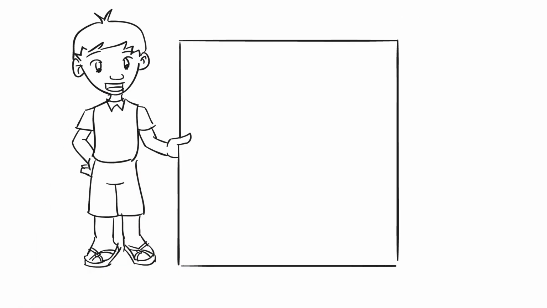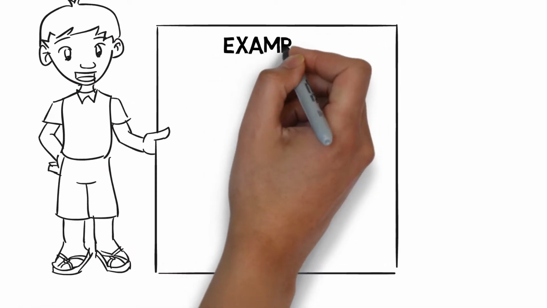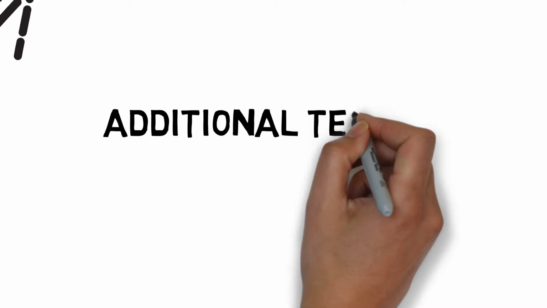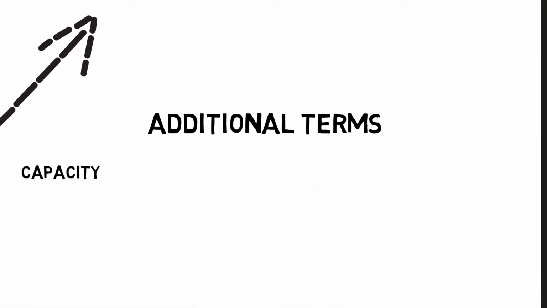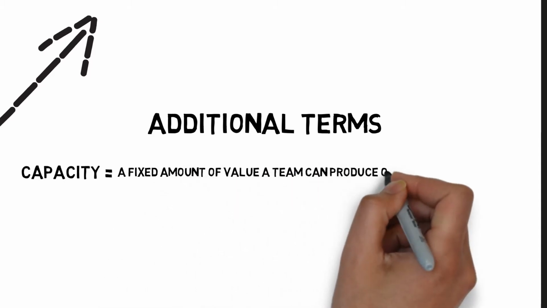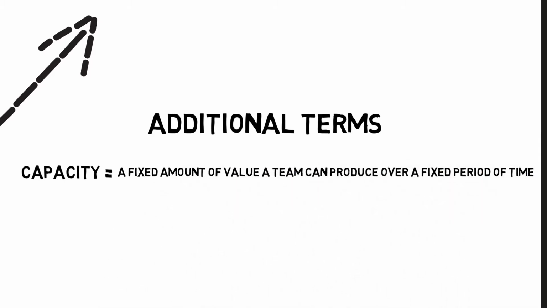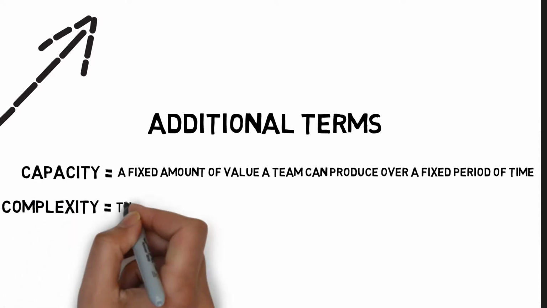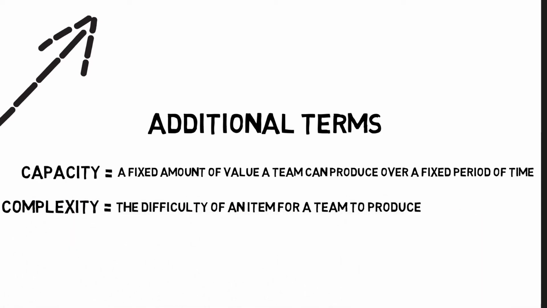To help us understand how we might apply this approach, we're going to use an example of how we might contract for multidisciplinary teams to deliver value in a sandwich shop. Before we start, we need to define two terms. The first term is capacity. Capacity is a fixed amount of value a team can provide over a fixed amount of time. The second term is complexity. Complexity is the difficulty of an item for a team to produce.